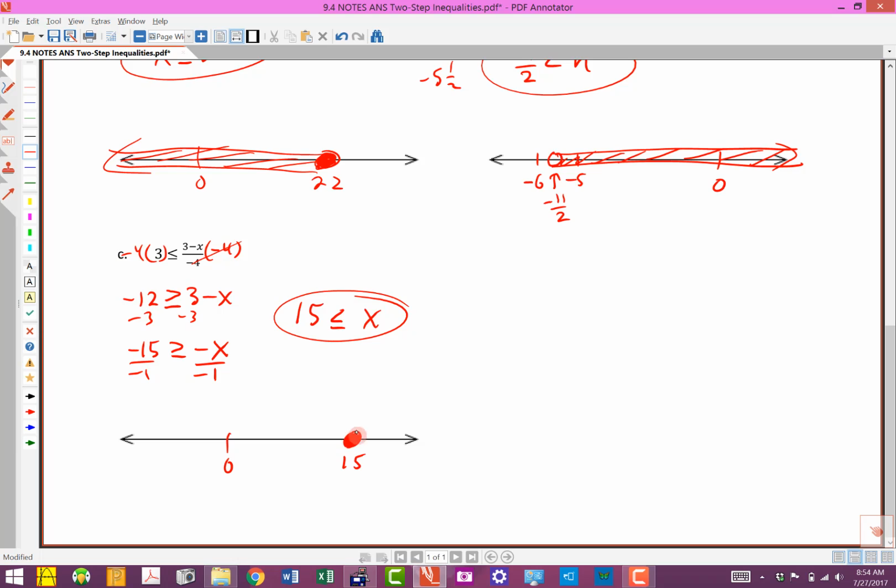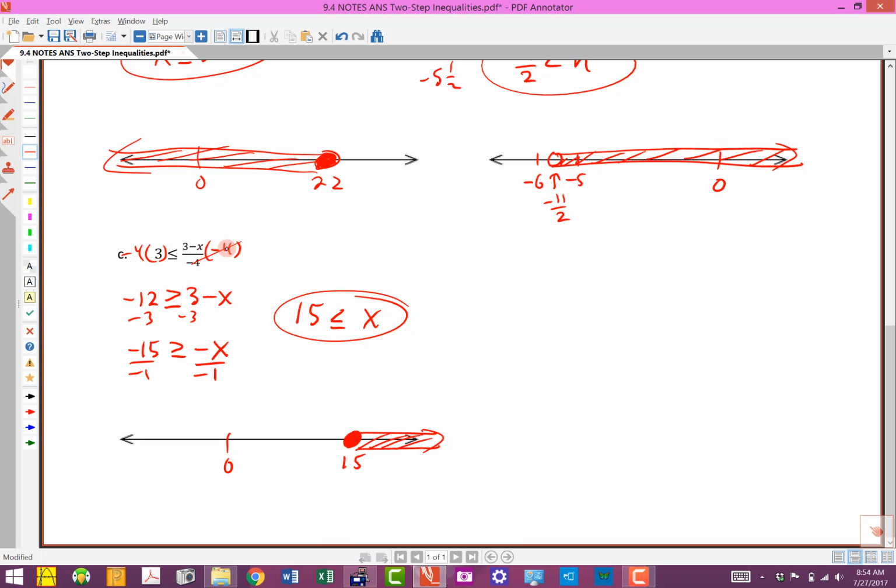And again, let's read from the variable. X is greater than or equal to 15. The answers are greater than or equal to 15, so we're going to shade this direction right here. Now what I want you to note on this one right here, this is kind of interesting on this problem. You'll notice that it started out a less than and it ended a less than, and think about why.